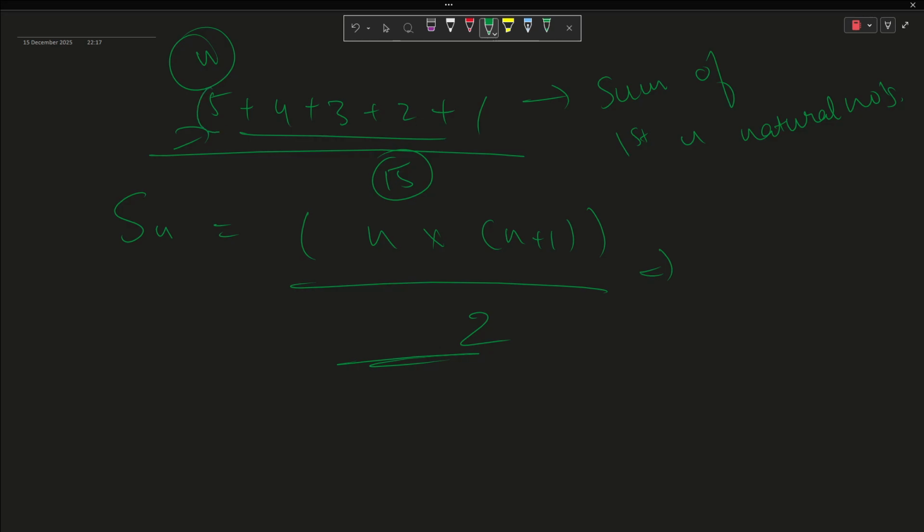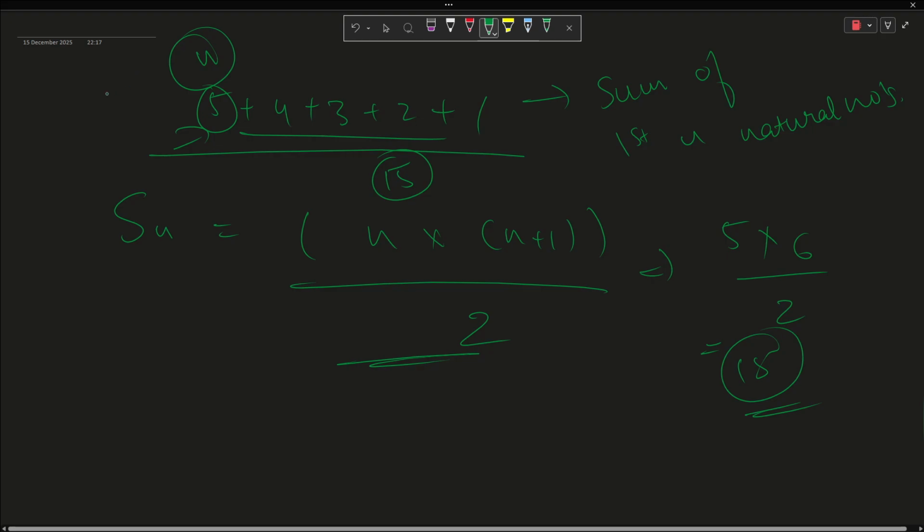So n is here 5. 5 into 6 by 2. That is 6 fives are 30, 30 by 2 is 15. So it's the same. We can use this formula and calculate it quickly.